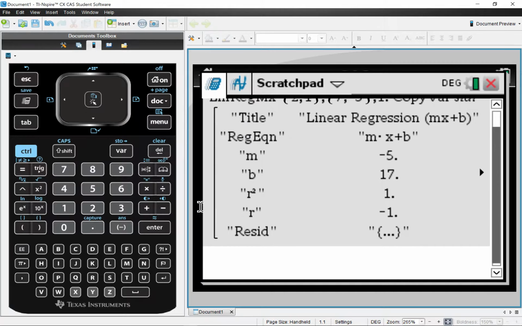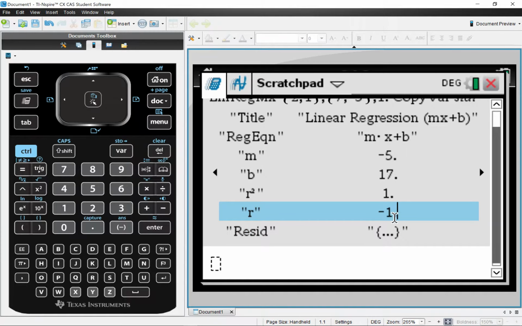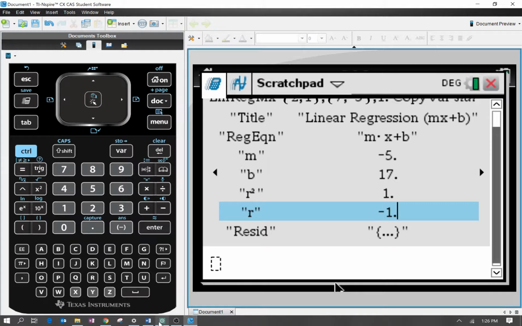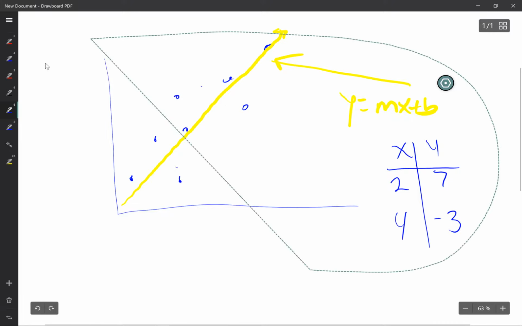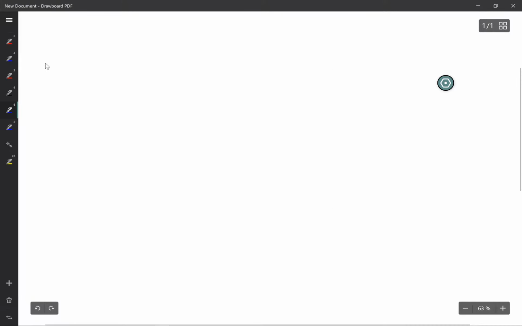Now there's some other data here. There's an r squared number, and there's an r number. For tonight, you need to really focus in on this r number. There are 2 things to keep in mind. That r number is called the correlation coefficient. Big word for a very simple idea. Well, not such a simple idea.